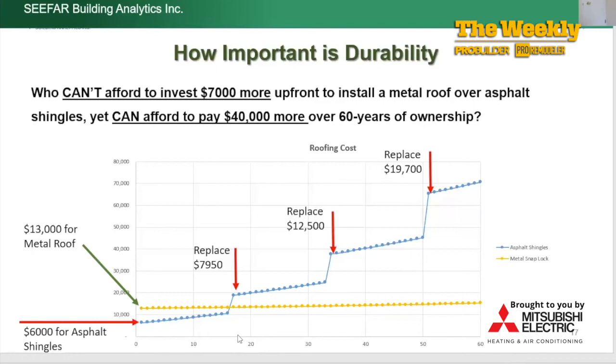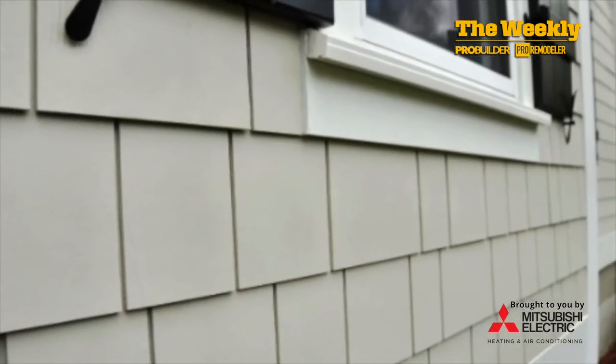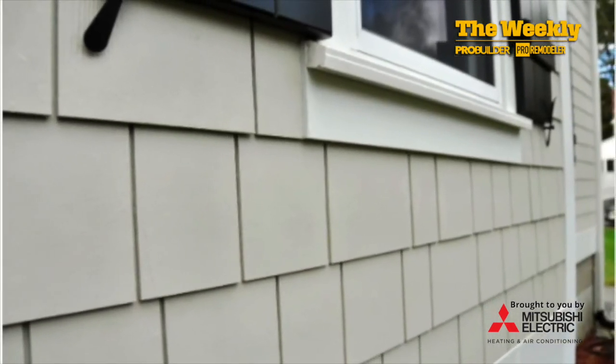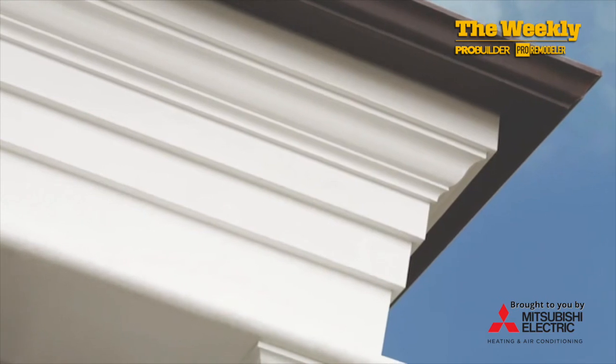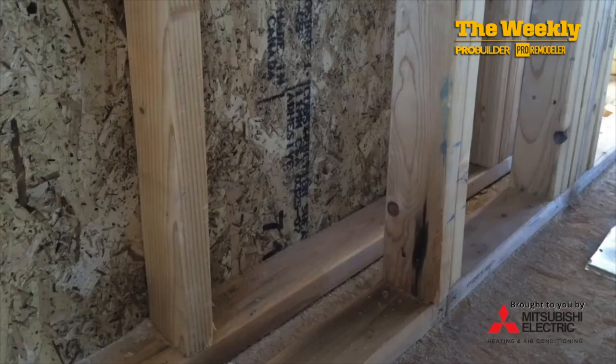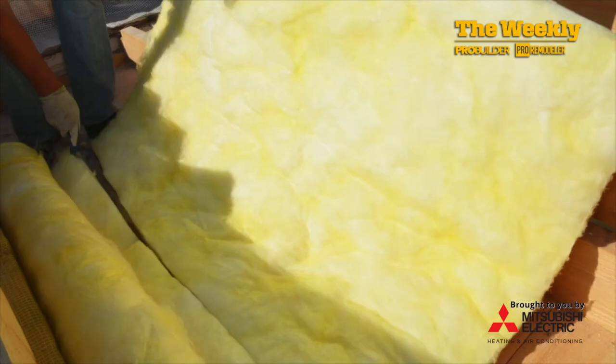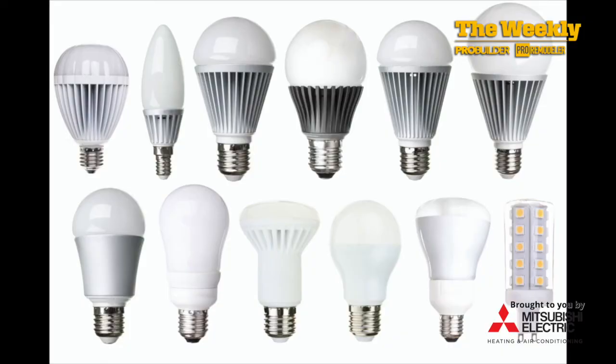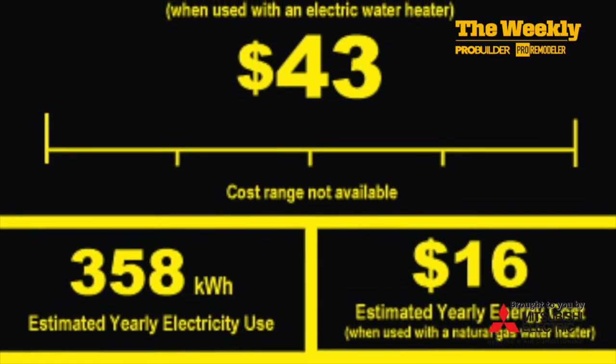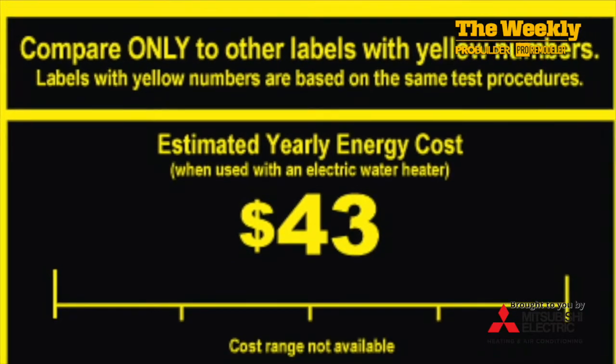Yes. But in this case, you spend an extra $7,000 up front. But if you look at the 60-year life, you spend an additional $40,000. That's just the roof. Imagine if you applied this analysis to the whole home by including components like durable building material for the exterior, advanced framing, insulation, LED lighting, energy efficient appliances, and on and on and on.